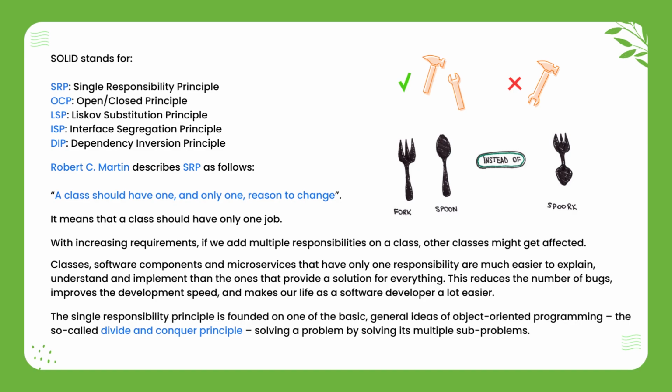Classes, software components and microservices that have only one responsibility are much easier to explain. This reduces the amount of bugs and improves the development efficiency. SRP is based on divide and conquer principle, which means solving a problem by solving its multiple subproblems.